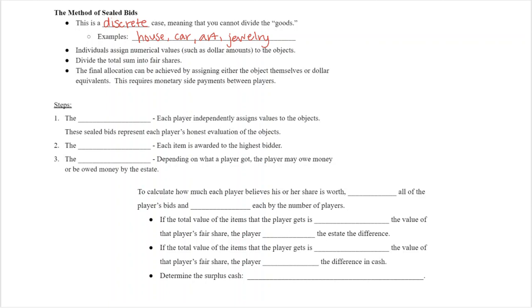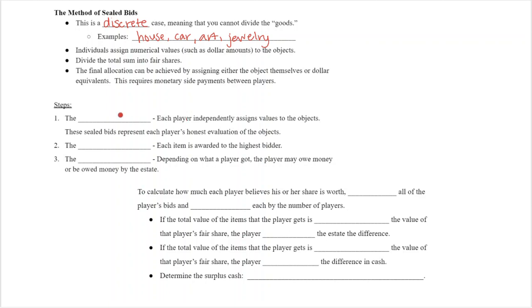So the general idea for the method of sealed bids is each individual assigns a numeric value, like a dollar amount, to a bunch of objects. You divide the total into fair shares, and then your final allocation will be either getting the objects or cash equivalent. So this does require some money to change hands, like as a side deal, as a part of the compromise. So we have a few steps here in our method.